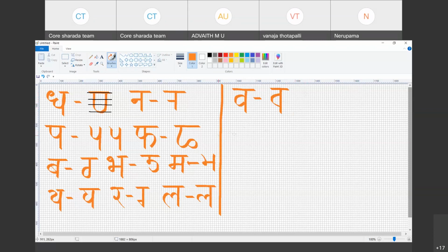Then sha, from the next varg now. Straight line. This is a triangle here on the left hand side. Straight line again, and here also. So here it is going to be a triangle and not a round in sha. Then we have sha.